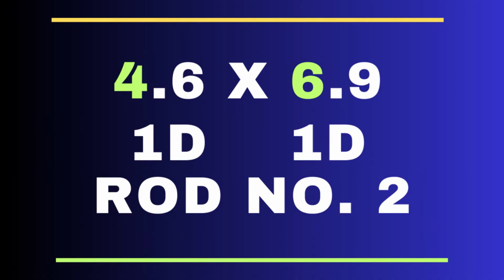Now this is another example where the multiplicand and multiplier both contain a decimal point. Both are decimal values. The multiplicand is 4.6. The integral portion in this value is 4, that is taken as one digit. And 6.9 is the multiplier here. The integral part here is 6, that is taken as one digit. So one digit and one digit, that makes 2 digits. We need to take rod number 2 to place the answer from in this case.